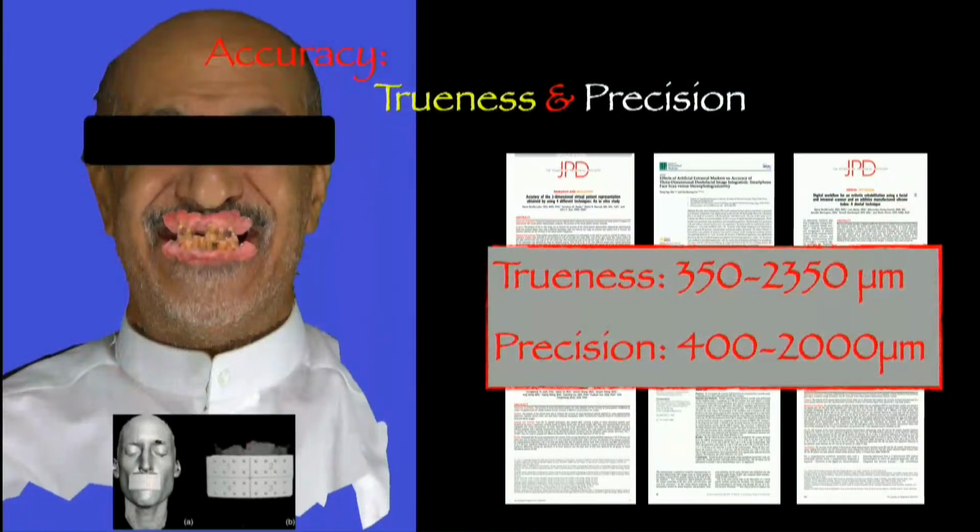Now, here comes the punchline. Trueness is reported to be between 350 to 2,350 microns, while precision is between 400 to 2,000 microns. Those are extremely big numbers when we compare them to the clinically acceptable 1 millimeter. So again, before making a big claim about facial scanners, we really need the scientific backup of it. And I like what I say in research: claims need evidence. The bigger the claim, the bigger the evidence needed.